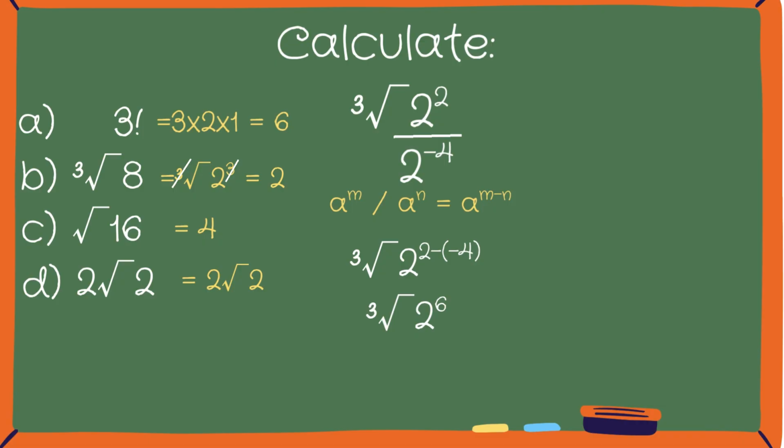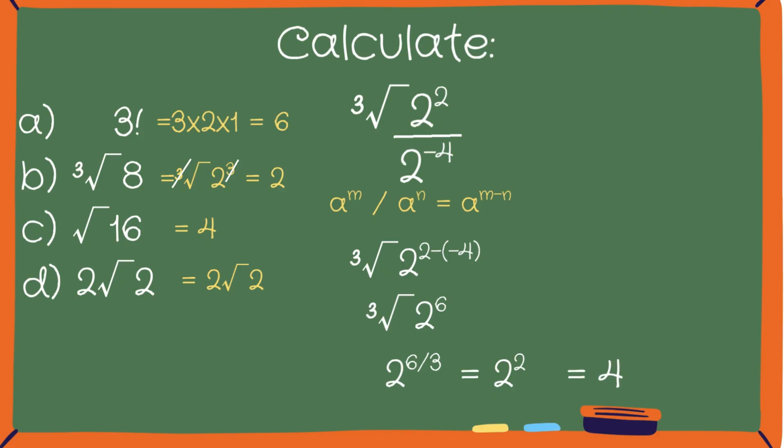And how do you solve this? In the following way. The index of the root divides the exponent. So this will be equal to 6 over 3. Look, this index of the root will divide the exponent of the base. Very good. So 6 divided by 3, what is it? It's 2. So the answer is 2 squared, which is equal to 4.